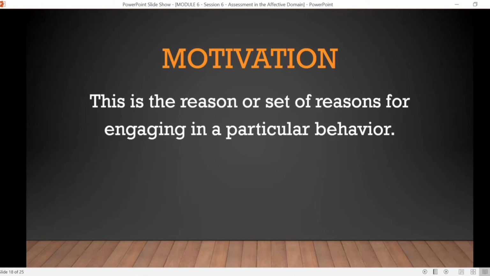Next, motivation, which is still part of the affective domain. Motivation is the reason or set of reasons for engaging in a particular behavior. And of course, you know what we mean by motivation: it's your drive. You know about extrinsic and intrinsic motivation that you are always told about.